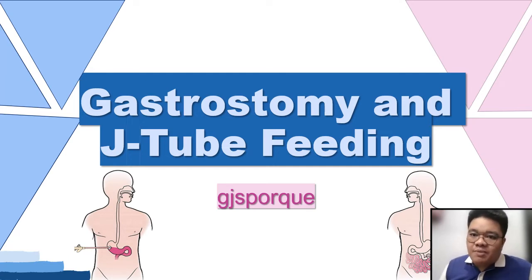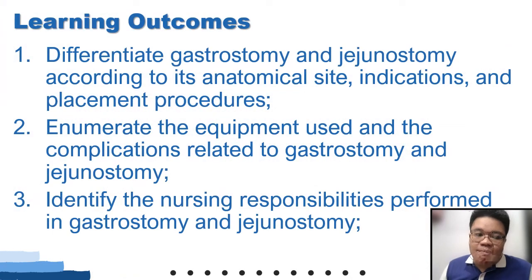Now for our expectations for this course or this topic, we expect that you will be able to differentiate the gastrostomy and the jejunostomy tube according to the anatomical site, its indications, and placement procedures. Second, to enumerate the equipment used and the complications related to gastrostomy and jejunostomy. And the third one is to identify the nursing responsibilities performed in gastrostomy and jejunostomy.